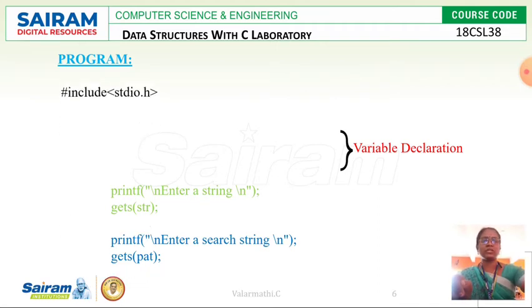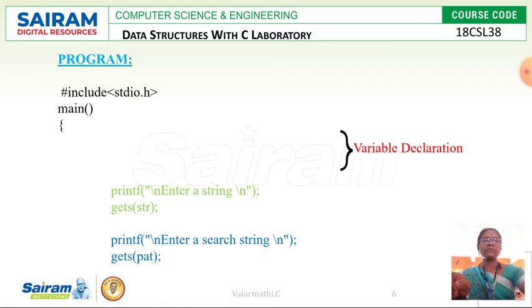Coming to the program. Always the first task is to include the header files. In this case, the standard input and output header file is required, so it is included here: hash include stdio.h. Then the next task is to start main. So main is started.